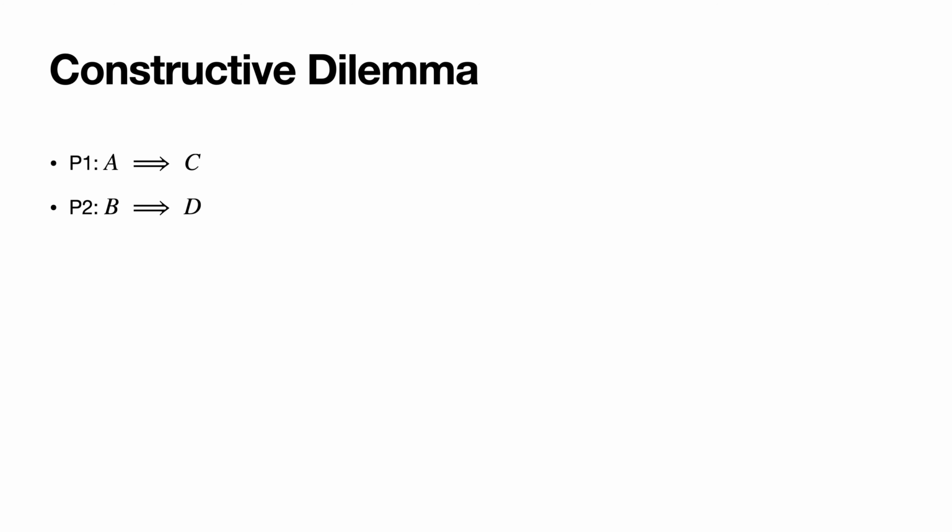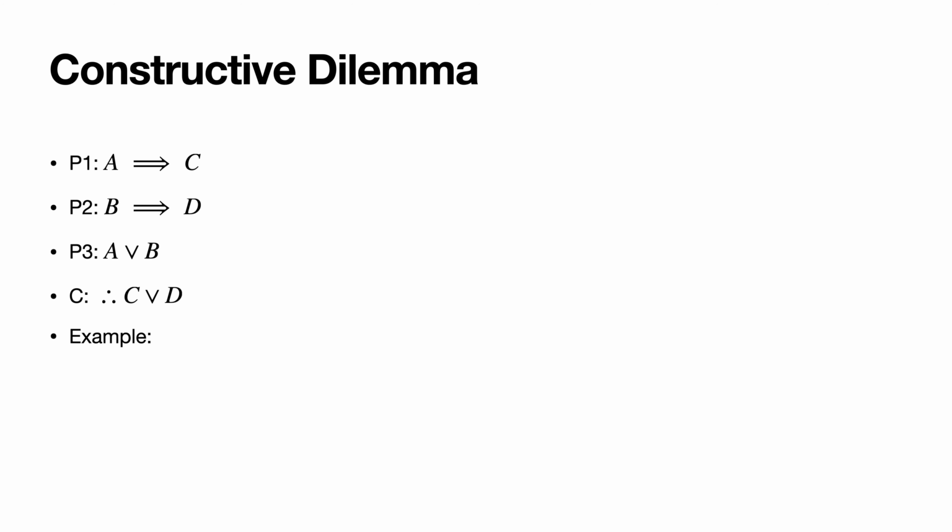Notice there are 4 terms now, A, B, C, and D, and they are not linked at all yet. Premise 3 tells us A or B. This is the disjunction of A and B. And lastly, our conclusion is C or D, the disjunction between C and D.